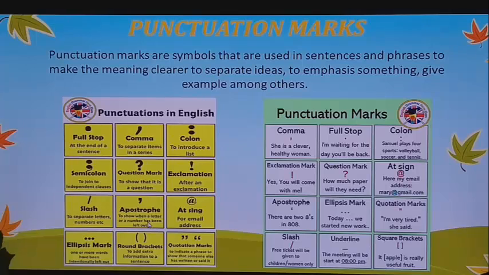Apostrophe, to show when a letter or number has been left out. For example, there are two 8s in 808.